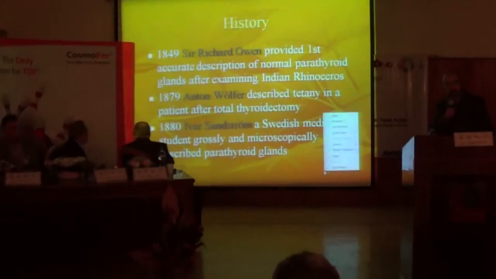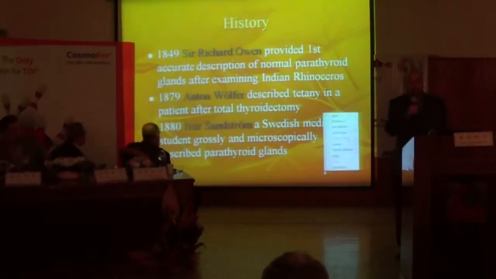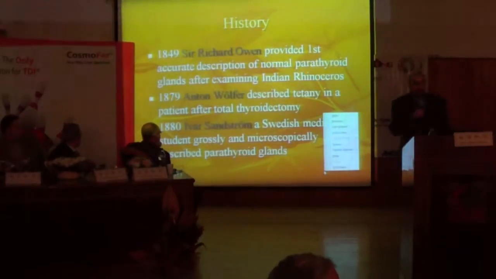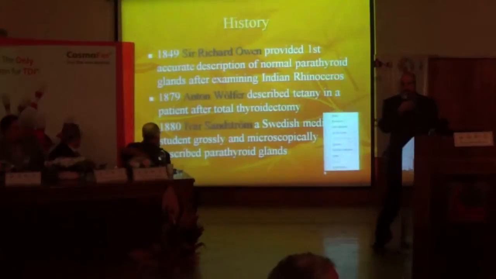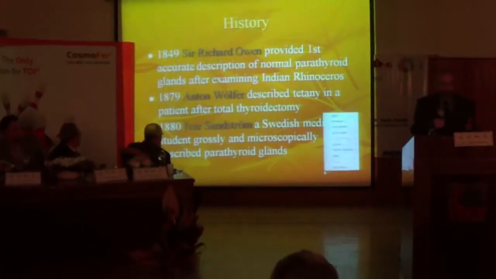Sir Richard Owen, in 1849, a British surgeon, fellow of the Royal College of Surgeons, was the first one who described the parathyroid gland. Do you know where? In the Indian rhinoceros. Pyramid of Khartit. Similar to that. In 1879, Anton Wölfler described tetany in relation to total thyroidectomy. So, total thyroidectomy has something to do with the calcium, but he couldn't understand why or what happened.